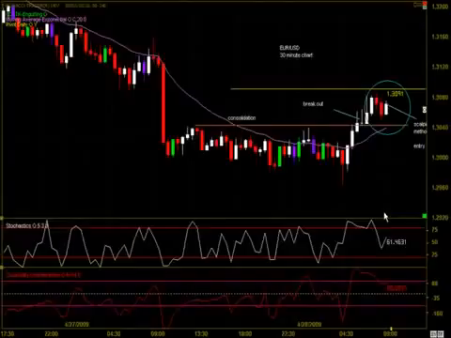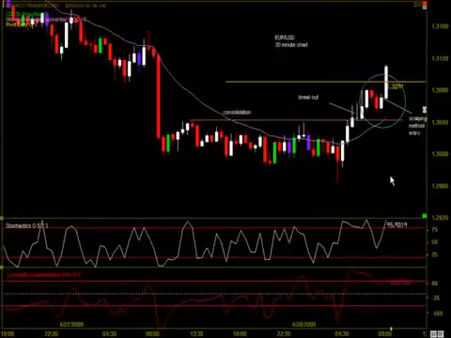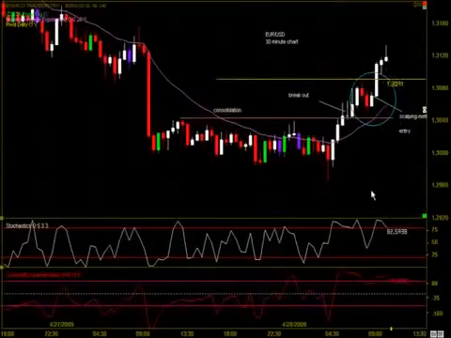Here's my entry. Remember, I get a break out of this consolidation range. I get this pullback. That's where we use the Tech 1. We use the Tech 1 in 2 different locations. This is the second location, and that's our payoff. And of course, price continues to trend.